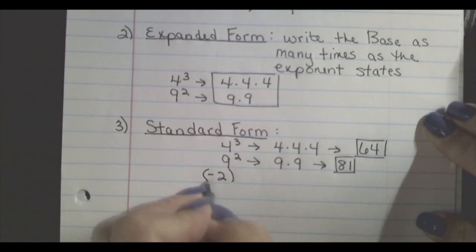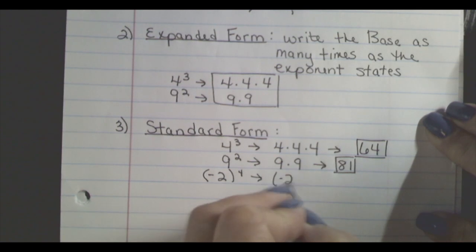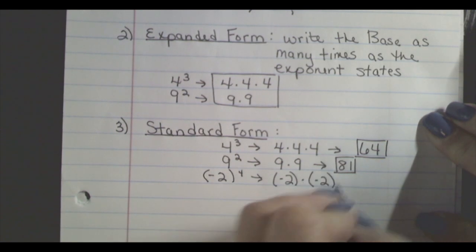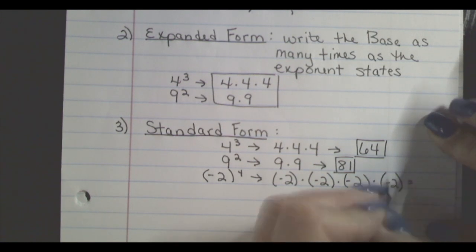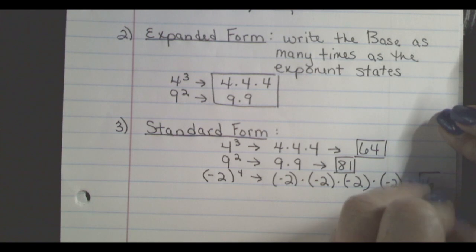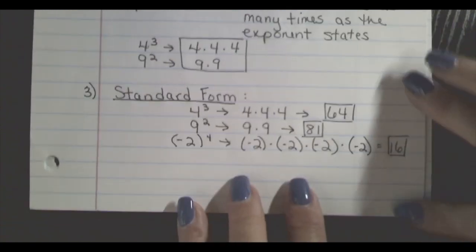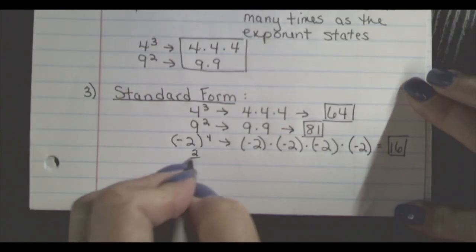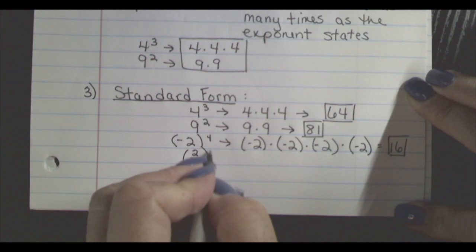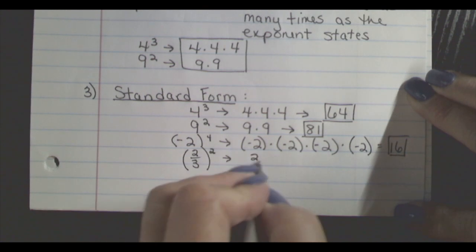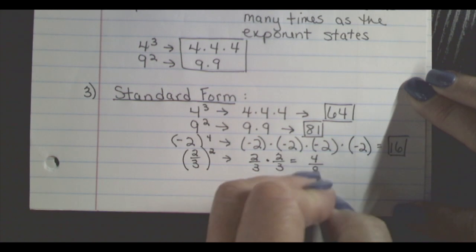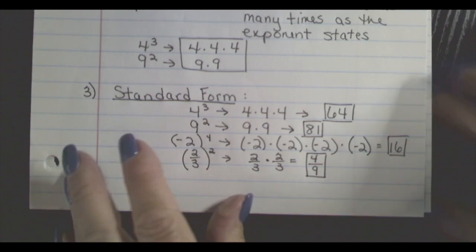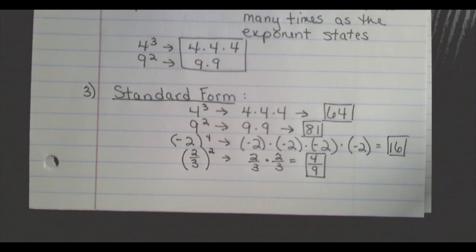Negative 2 to the fourth power is negative 2 times negative 2 times negative 2 times negative 2, which is going to be equal to 16. I can have 2/3 raised to the second power. 2/3 times 2/3, which is equal to 4/9. You should be able to go back and forth between these 3 forms.